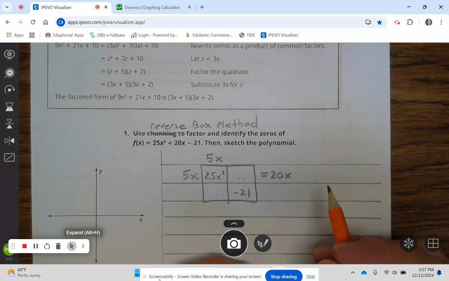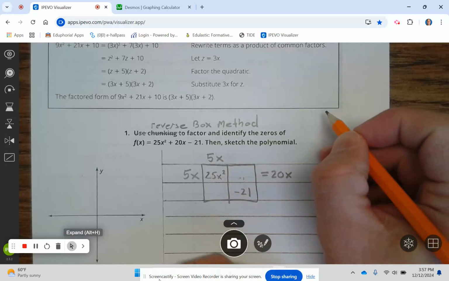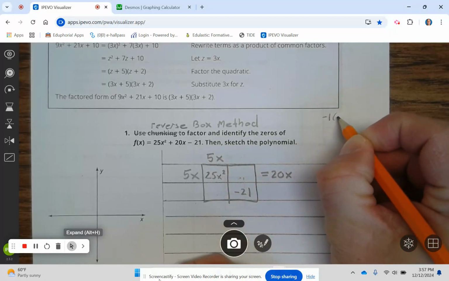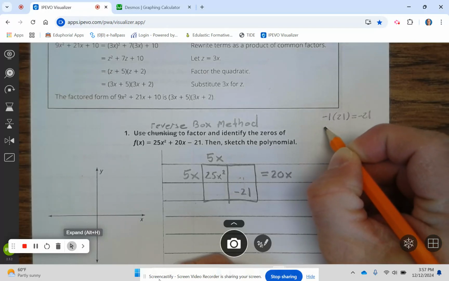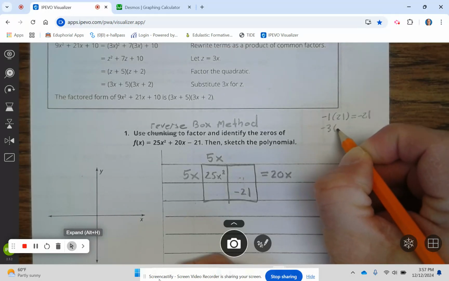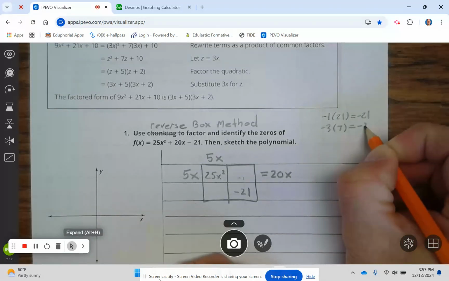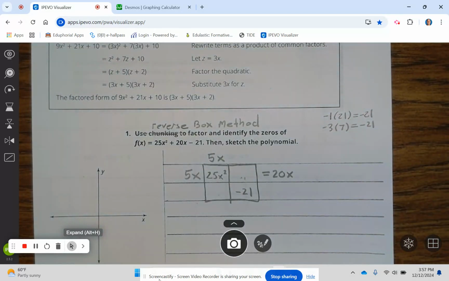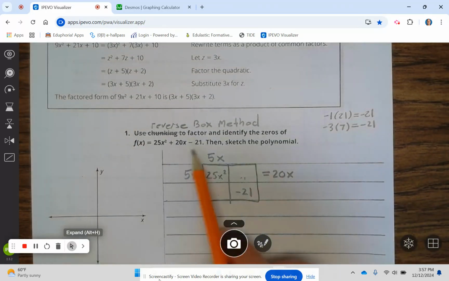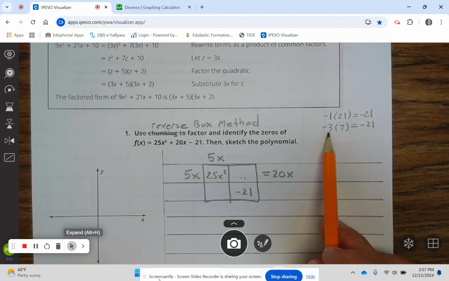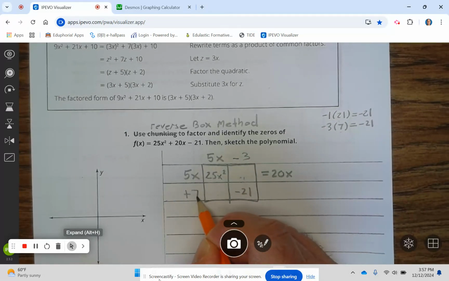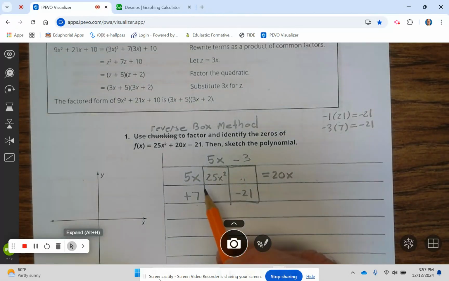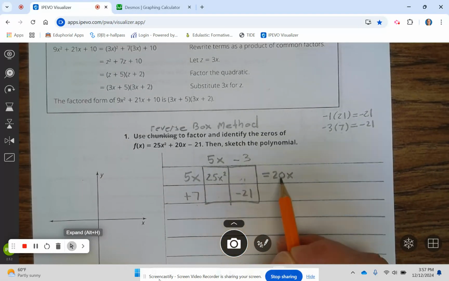Okay, so let's look at all the combinations that make negative 21. So negative 1 times 21 equals negative 21. Negative 2 doesn't work. Negative 3 times 7 is negative 21. Okay, so those are all the combinations. Now, this number seems really big to get to 20, so I'm going to try these combinations first, okay? So let's put a minus 3 here and a positive 7 here, okay? So if this works, these boxes will combine to be 20x.